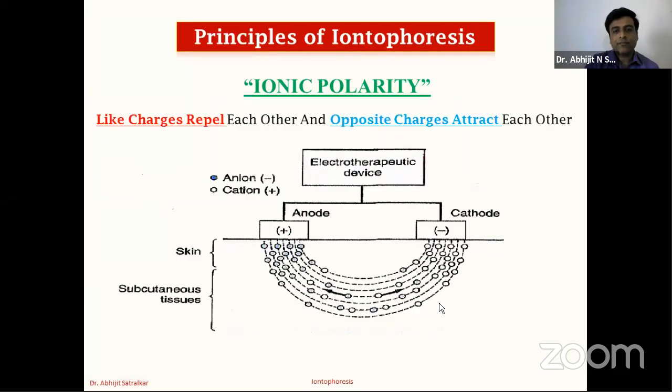Clear? Now what is the principle of iontophoresis? It works on ionic polarity. Like charges repel each other and opposite charges attract each other. Suppose this is the skin, and we applied two electrodes with solutions which contain ions. What will happen? The negative ions will get attracted towards the anode while the positive ions will get attracted towards the cathode. This I will explain in the next slide.